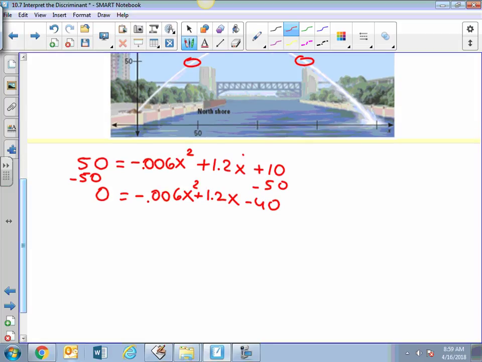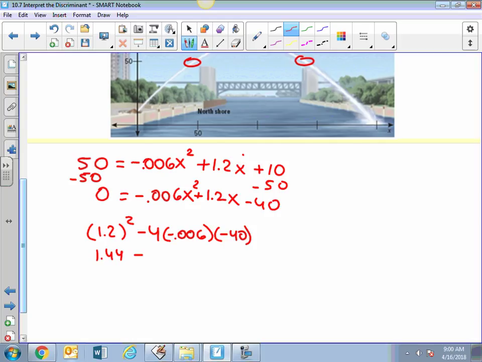So first part, like I said, go ahead, plug this into your discriminant. So I get 1.2 squared minus 4a, which is negative 0.006, and then c, which is negative 40. So I'm going to use a calculator on this. It makes your life easier, especially when you get some bigger decimals. We get 1.2 squared, which is 1.44. I know that 12 times 12 is 144. There's 2 decimal spots. That's why I do that.